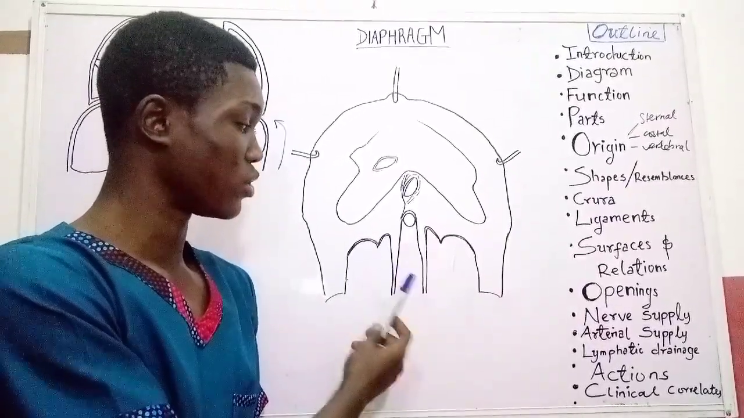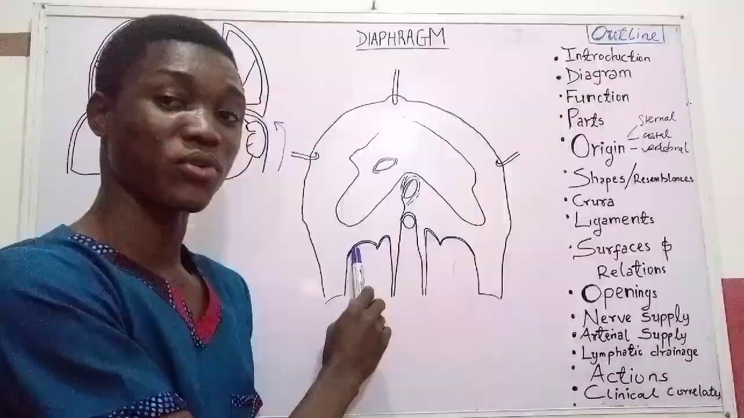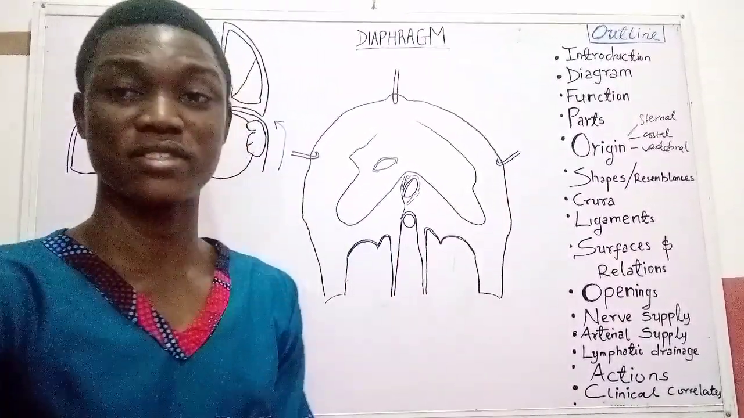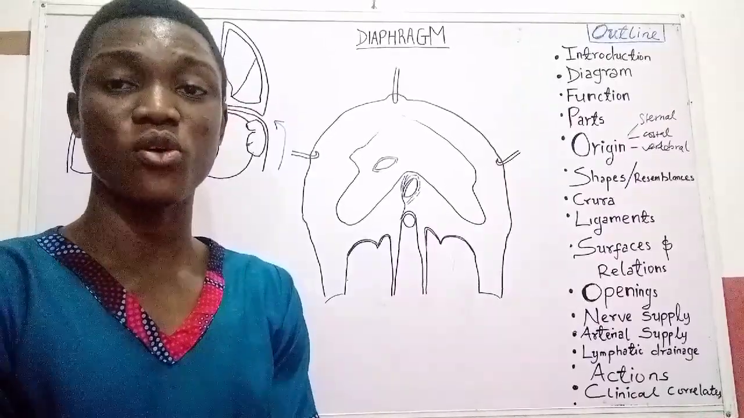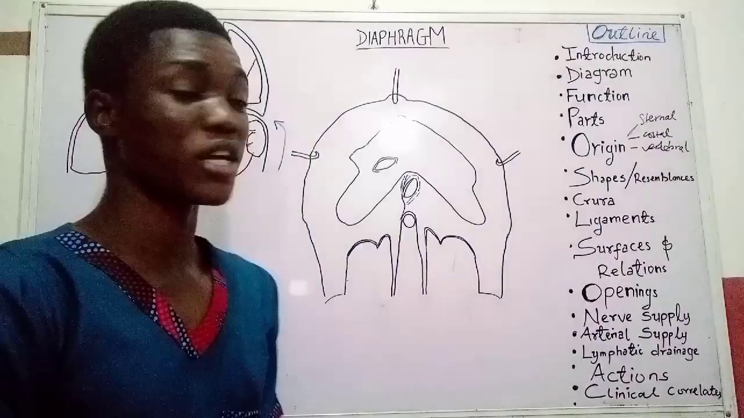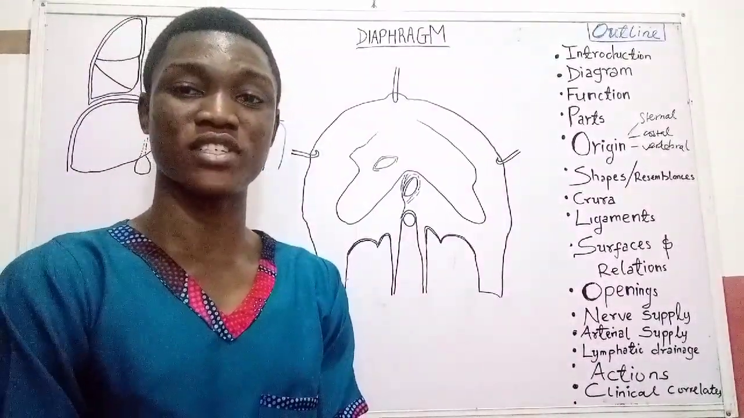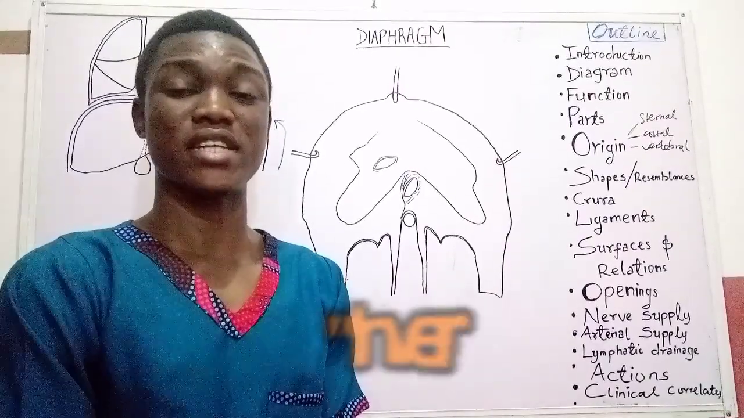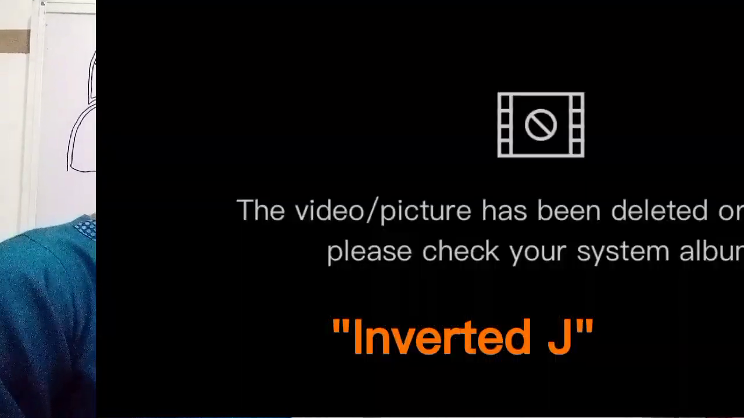So, and then this is the lateral arcuate ligament. This is the medial arcuate ligament. Okay, so then what are the shapes and the resemblances of the diaphragm? The diaphragm can take an inverted J shape.